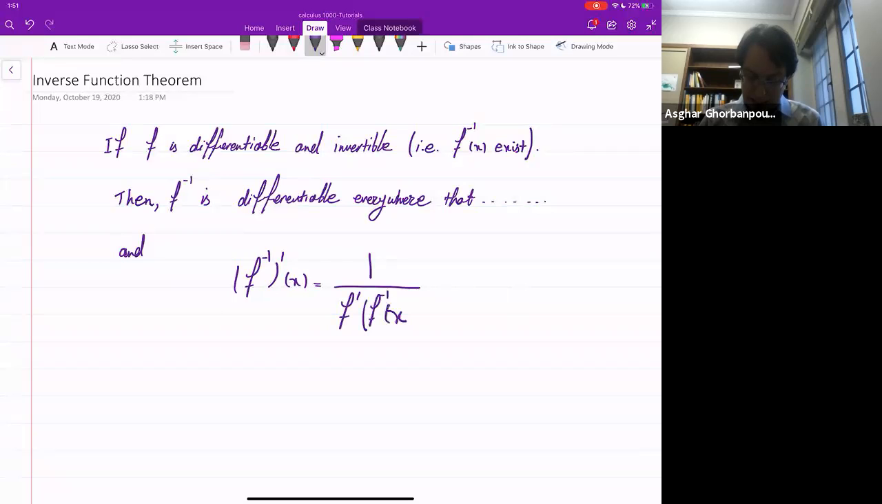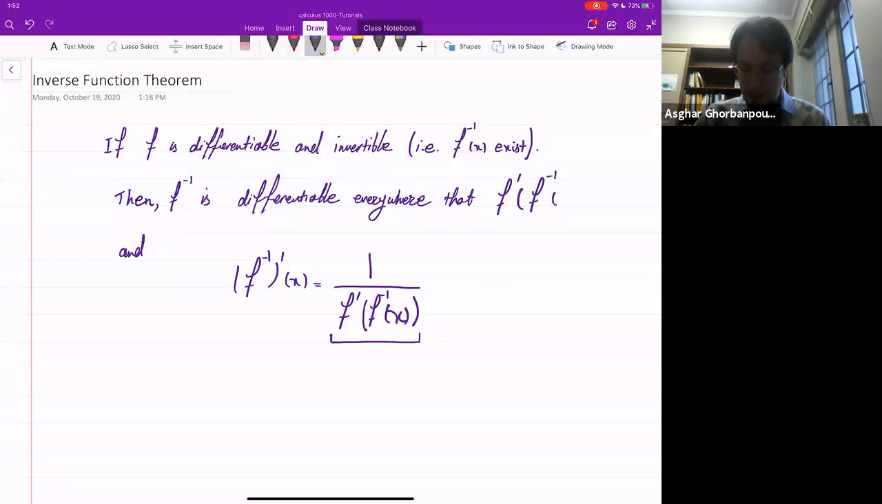The right thing is that you find the derivative of f evaluated at f inverse of x, then invert it. That is the derivative of f inverse. So the condition for being differentiable everywhere, you can now see easily, is that we have a denominator here. We have to make sure that the denominator is non-zero. So that's the technical condition that you need to add there.